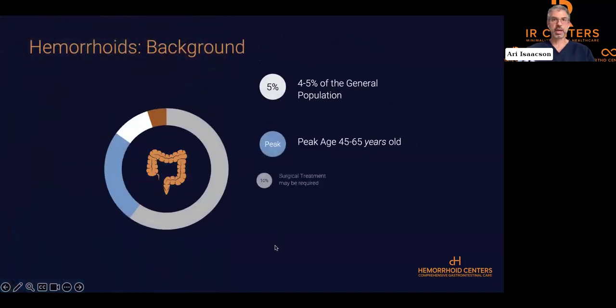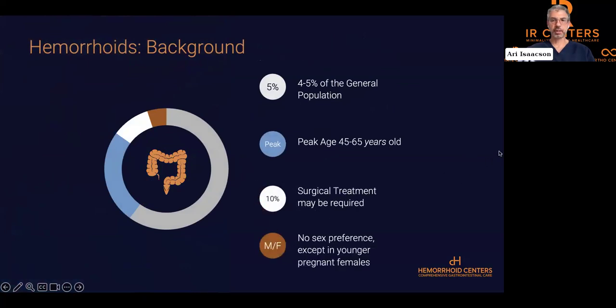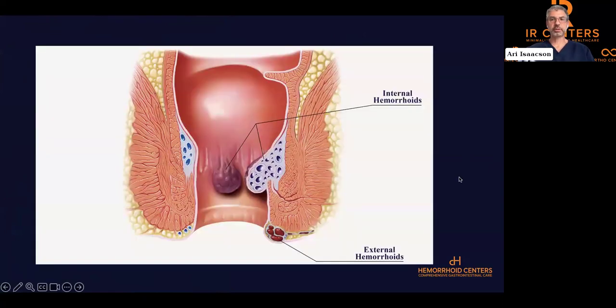Just a little background on hemorrhoids. Obviously, a lot of you know that it's a very common problem and affects a decent part of the population. I wanted to start by doing a little anatomy here and differentiating between two different types of hemorrhoids: internal hemorrhoids and external hemorrhoids.